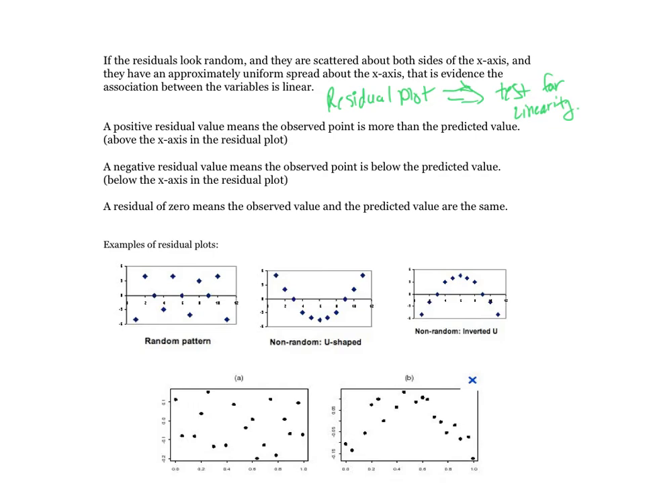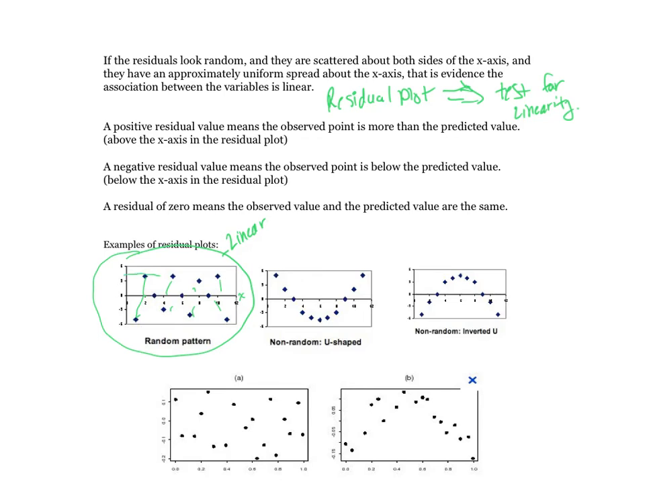So looking down here at the pictures, these are examples of residual plots. This residual plot right here is evidence that the original graph was linear. Notice the points are randomly scattered about the x-axis. This is the x-axis right here. I don't see any pattern.